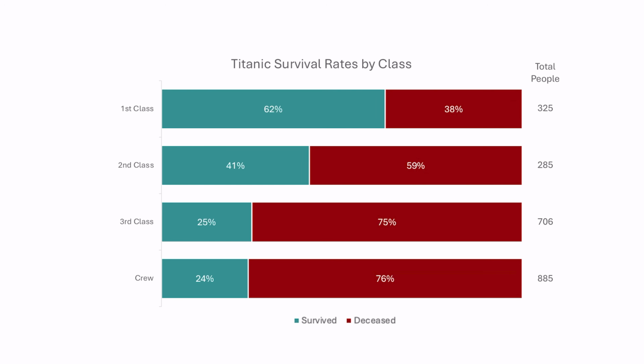So the final result looks like this. First class, as you'd expect, 62%. Second class, the number we talked about, 41%. Third class, 24%. And just below that, crew members are at 24%. It's the same data, but a much different story.